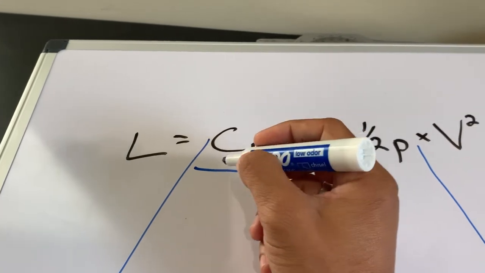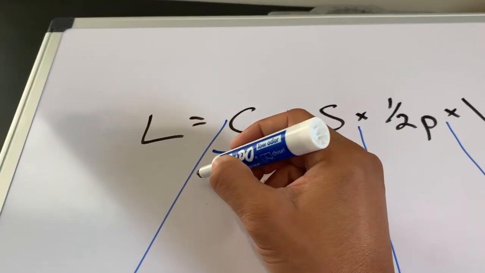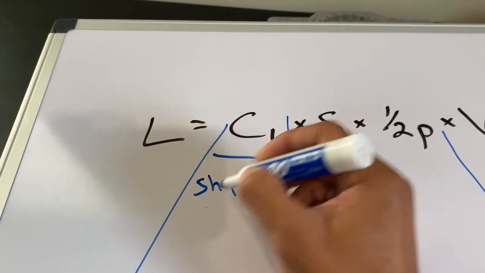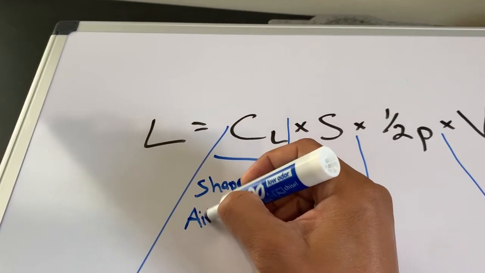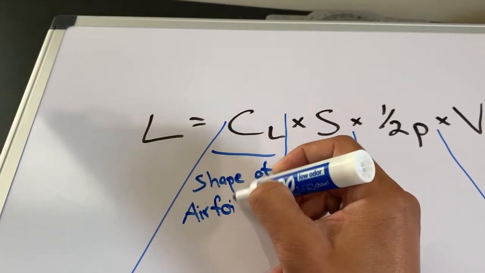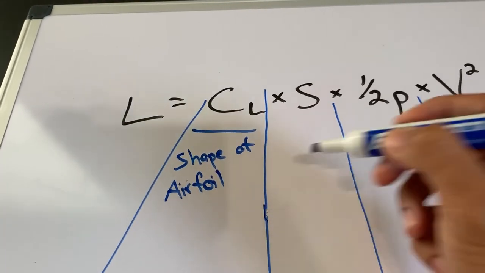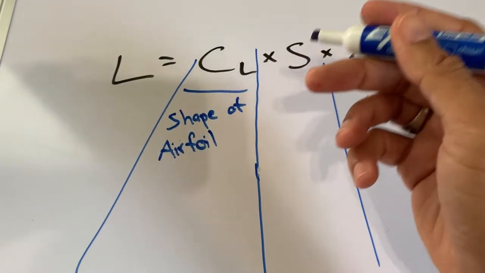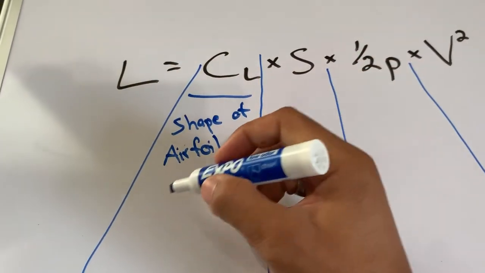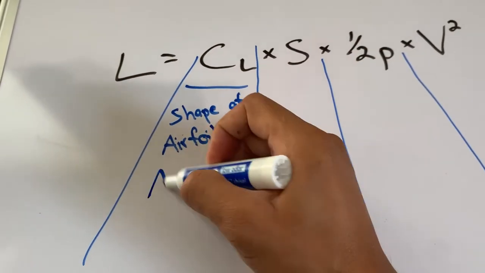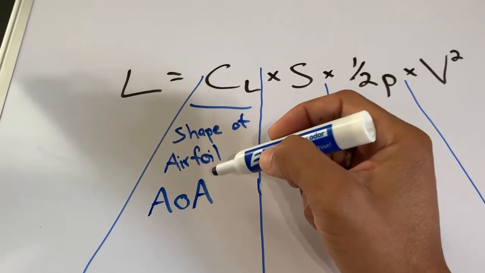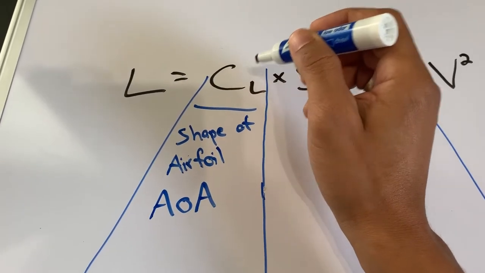All right, so coefficient of lift. This depends on the shape of the airfoil and the effects that the shape of the airfoil has on angle of attack. So angle of attack, as we just mentioned earlier. These two things really influence the coefficient of lift.